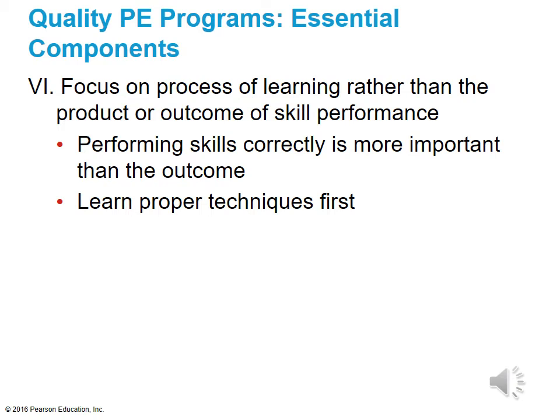The sixth component: the quality PE program should focus on the process of learning rather than the product or the outcome of the skill performance. We want to teach the students how to perform the skills correctly. This is more important than the actual outcome or the product, which is very contradictory to the test scores they do in the classroom. So we want to teach them the process and not be concerned so much about the product. So learning the proper techniques should come first.